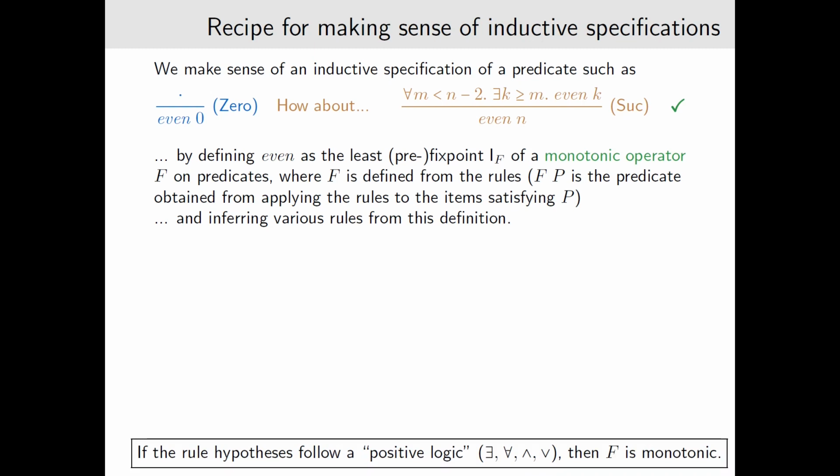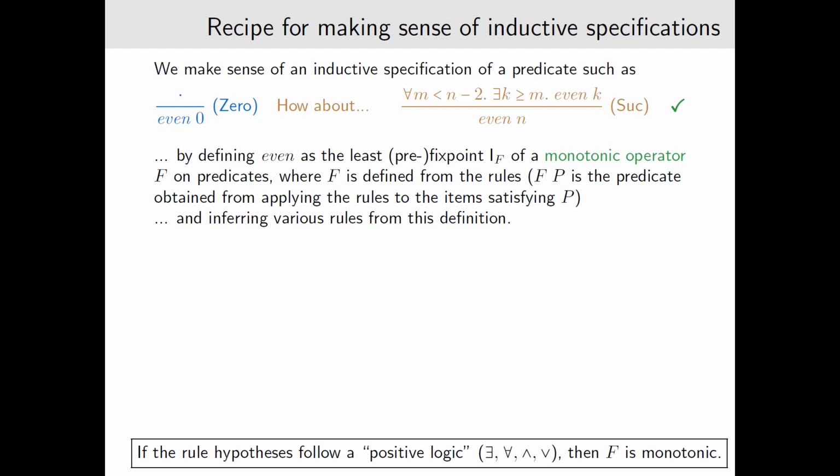Now I'm committing the sin of going into a syntactic criterion, right? And I'm not against syntactic criteria. It's nice to say, oh, I see that all the quantifiers here are for all, exists. You don't have negation. You don't have implication with even on the left. Now we're fine.